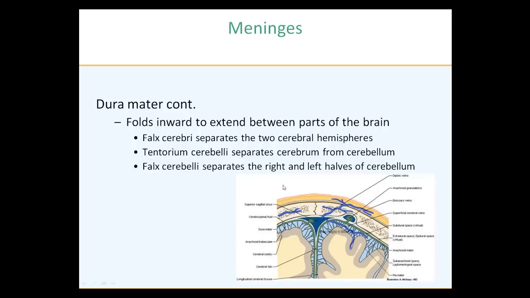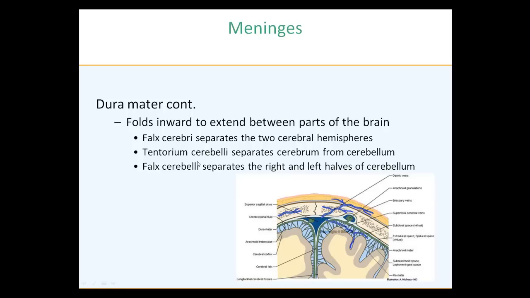The dura mater will have some inward extensions, and the biggest one of them is the one that separates the two brain hemispheres from each other, and that will be the falx cerebri. And then we have the tentorium cerebelli. It's a sheet that will enfold and make a partial separation between the cerebrum and the cerebellum.